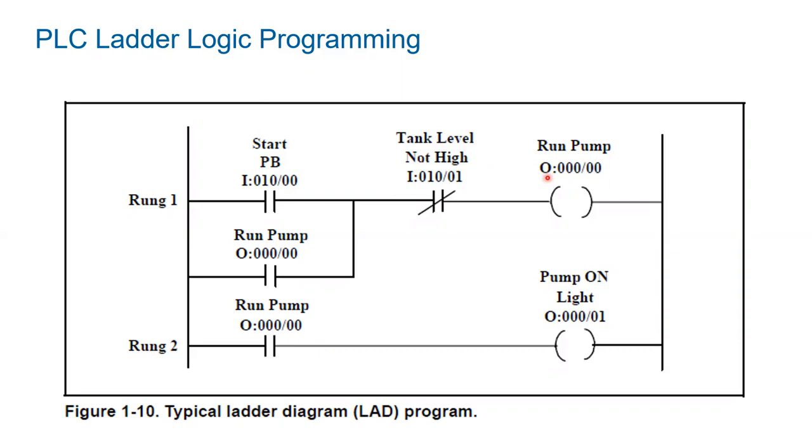The O's stand for outputs. So this is a pump on light. That would be an actual output, a light that we turn on. The run pump, that's an output. That'll be the contactor that energizes to run the pump.